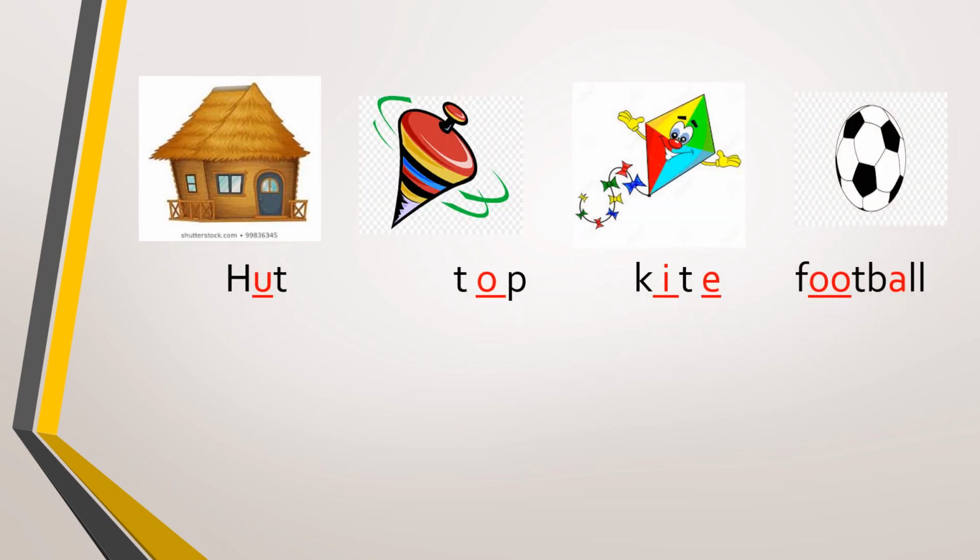Let's write them. Hut, H-U-T. Top, T-O-P. Kite, K-I-T-E. Football, F-O-O-T-B-A-L-L. So the vowels which were missing? We have filled the missing letters in the picture.